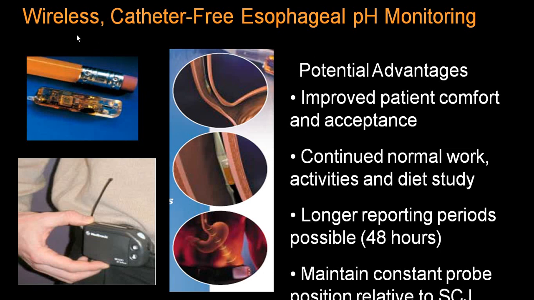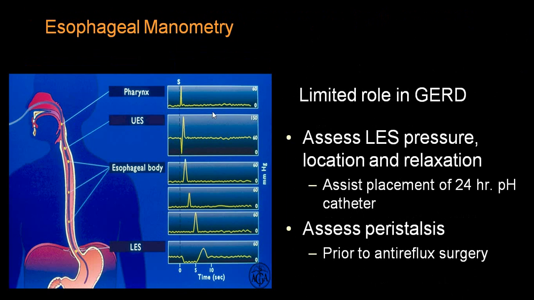There are other methods also, like wireless or catheter-free esophageal pH monitoring, which can be done, and that will help to rule out 100% chance of acid reflux. Esophageal manometry will help to find out the lower esophageal sphincter disorders by doing pressure studies, and also it will help to find out the severity.